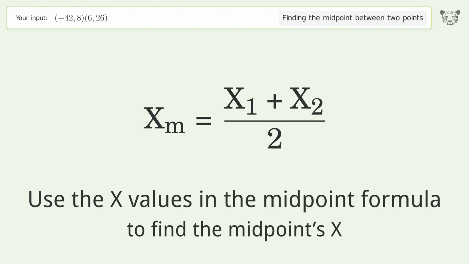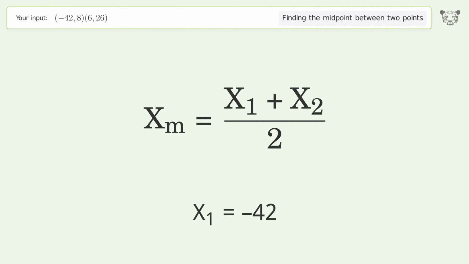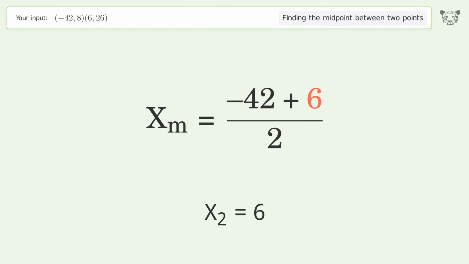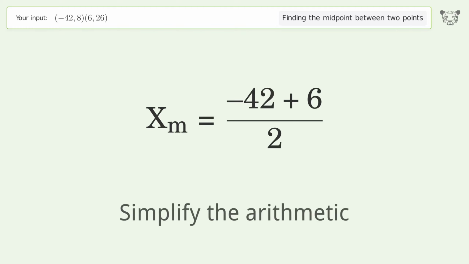Use the x values in the midpoint formula to find the midpoint's x. x1 equals negative 42. x2 equals 6. Simplify the arithmetic.